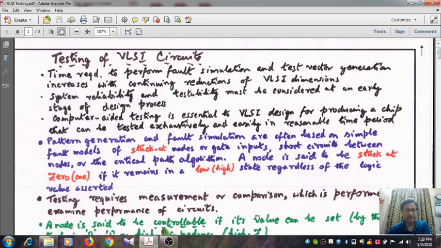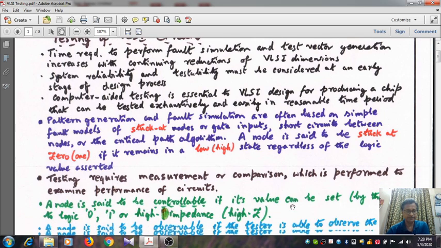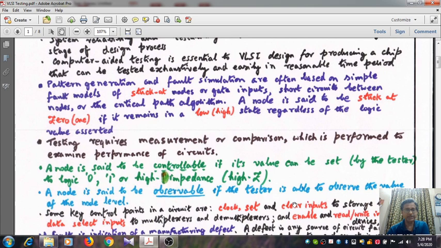Testing requires measurement or comparison, which is performed to examine the performance of circuits. So it needs a certain amount of measurement and also comparing with the desired output. If the actual output departs from the desired output, we say that some error is existing, some fault is existing.